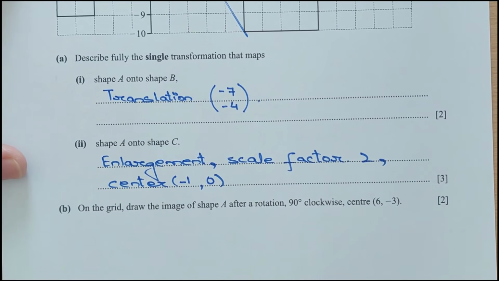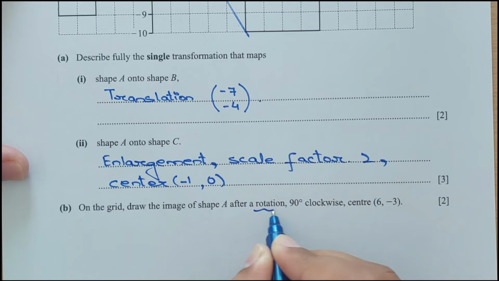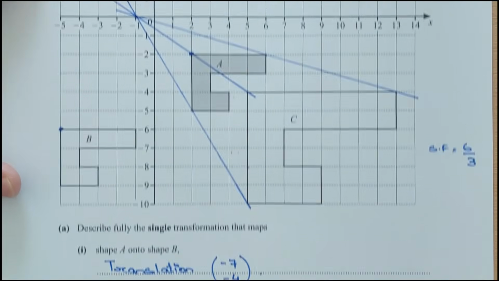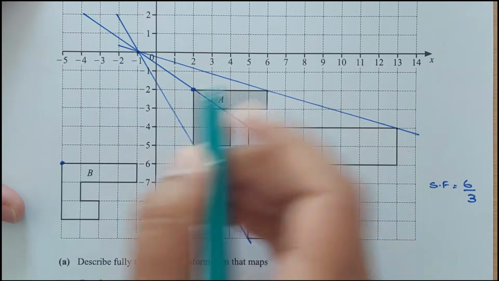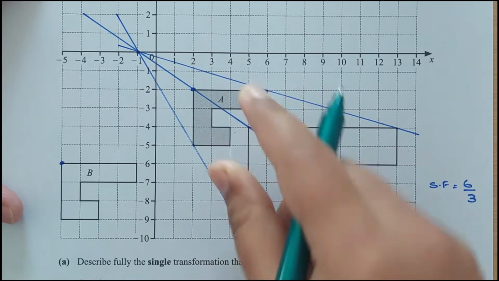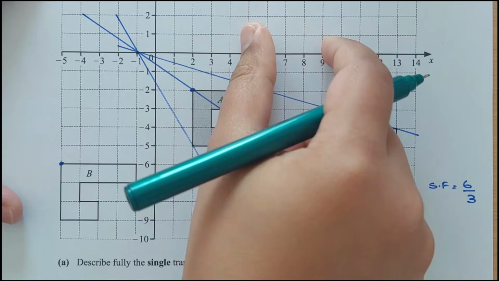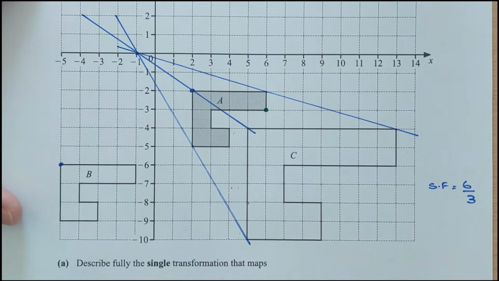Now the second part: on the grid, draw the image of shape A after a rotation 90 degrees clockwise, with the center (6, -3). First we need to fix the center. Where is the center? x is 6 and y is -3. This point stays the same, and it is a clockwise rotation of 90 degrees. The shape must be over here.